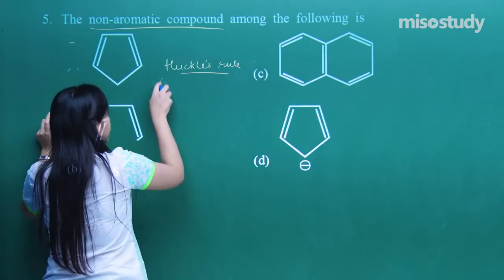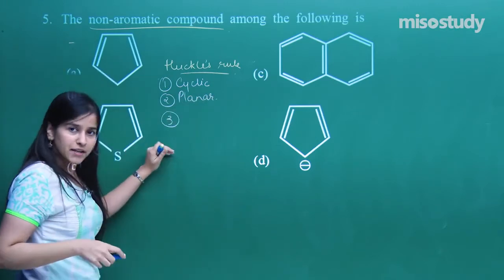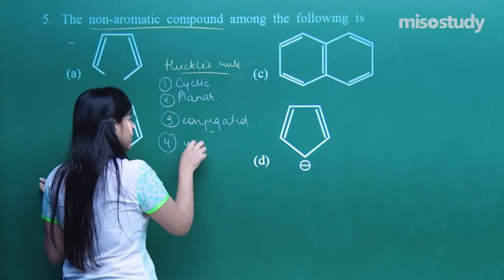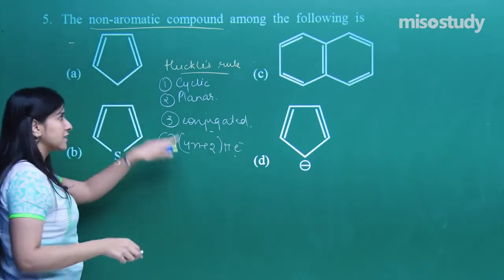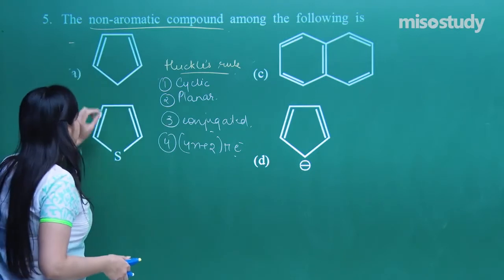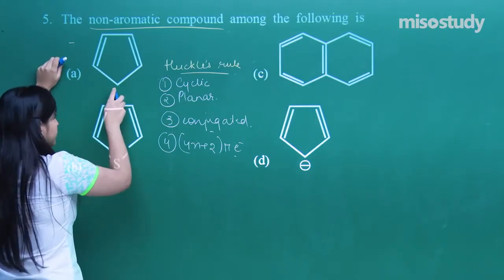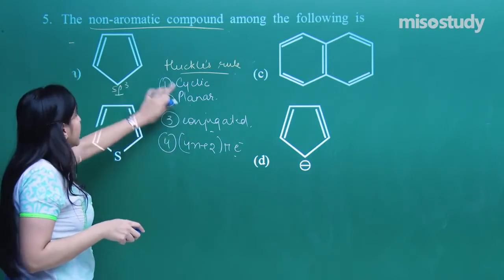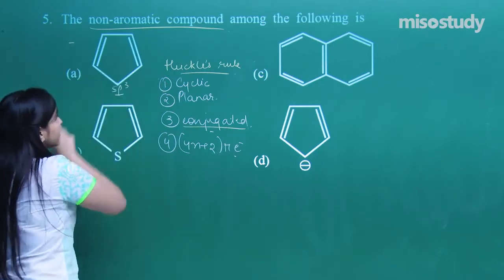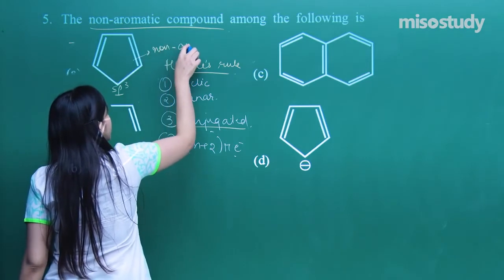So what does it say? It says it must be cyclic, it must be planar. Third, it must be conjugated as well, and in respect to the conjugation, it must have 4n plus 2 pi electrons. So that is what Huckel's rule is saying. Let us check quickly. All the compounds are cyclic, and all are planar except one. If you observe over here, what is the hybridization of this carbon? This is sp3. That makes this particular compound non-planar. Also, there is no conjugation present in this compound. It must be double, single, double or something in between in order to be aromatic. That means this very compound is non-aromatic. We have got our answer.